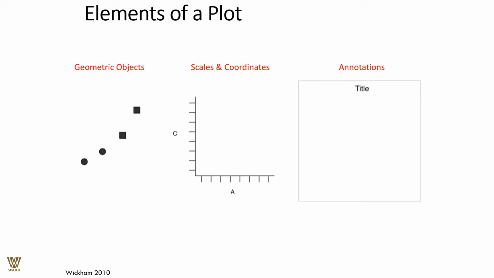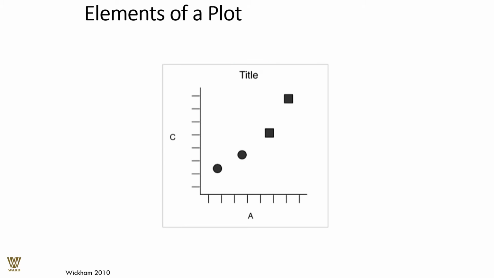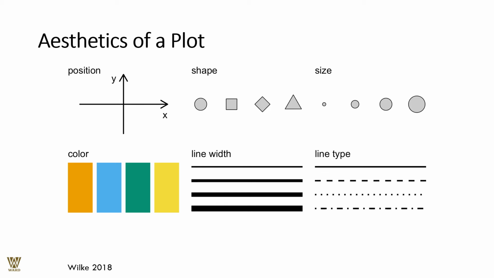Now these are my elements of plotting, if integrated together: geometric objects, scales and coordinates, and annotation thereby. If we amalgamate those three things, we find the elements of a plot. It makes some sort of sense.